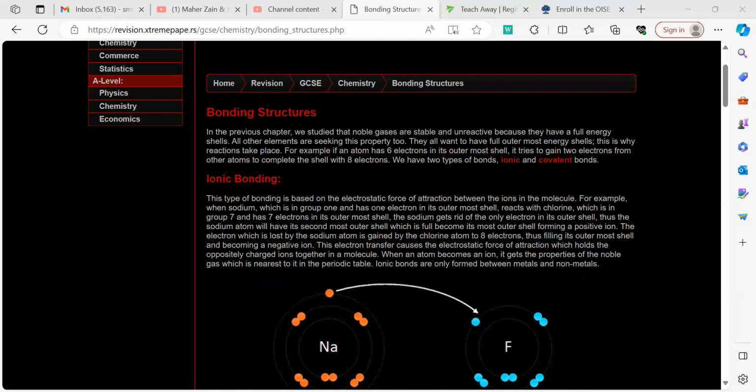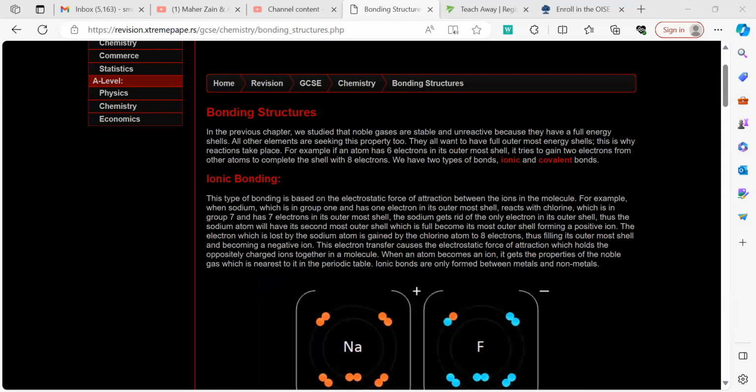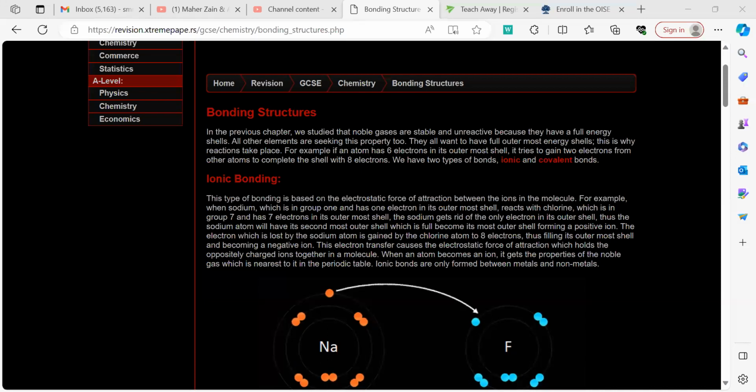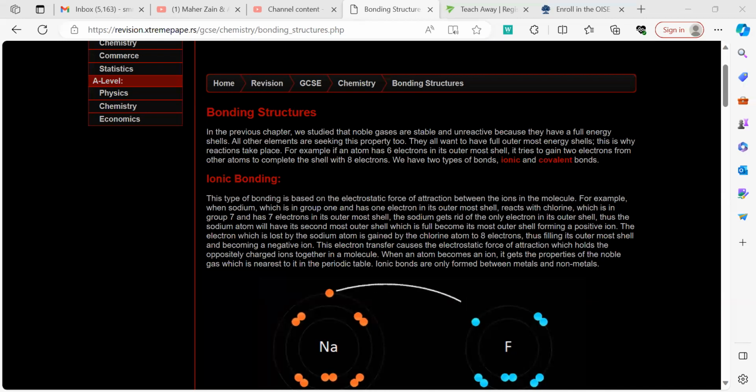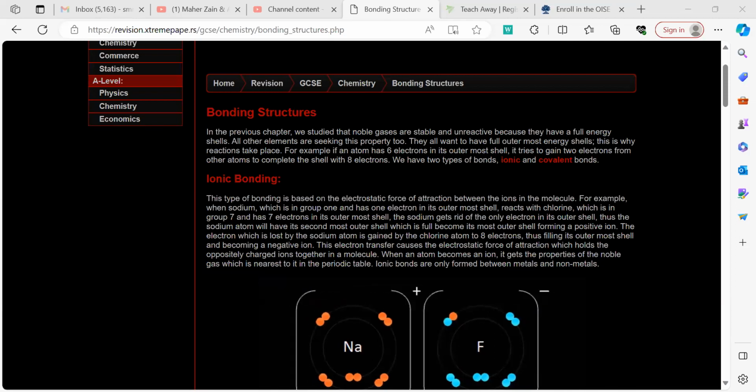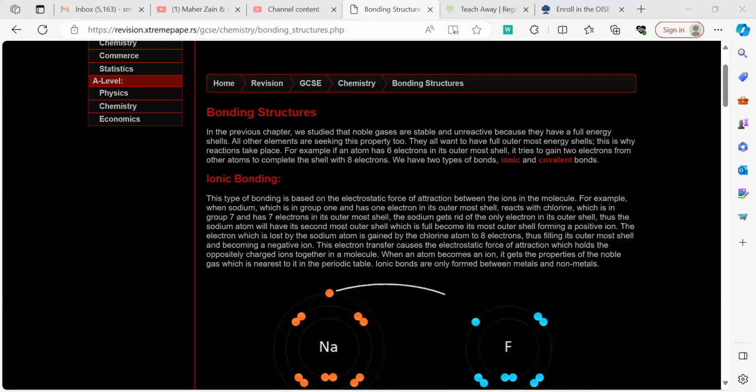What is ionic bonding? Ionic bonding is the bonding between metal and non-metal atoms. So you have to remember that it is always between metal and non-metal atoms. Now, in order to understand the concept, we first have to understand that each element wants to become stable, and how does it become stable? It becomes stable by getting eight electrons in its outer shell.